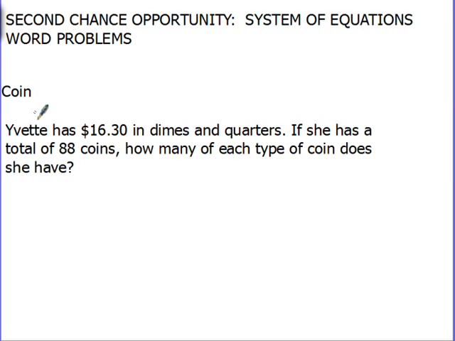Alright, it says Yvette has $16.30 in dimes and quarters. If she has a total of 88 coins, how many of each coin does she have? How many of each type of coin does she have? Well, it tells me which two types of coins I have, dimes and quarters. So I can say, okay, let's let D represent the number of dimes, and Q represent the number of quarters.